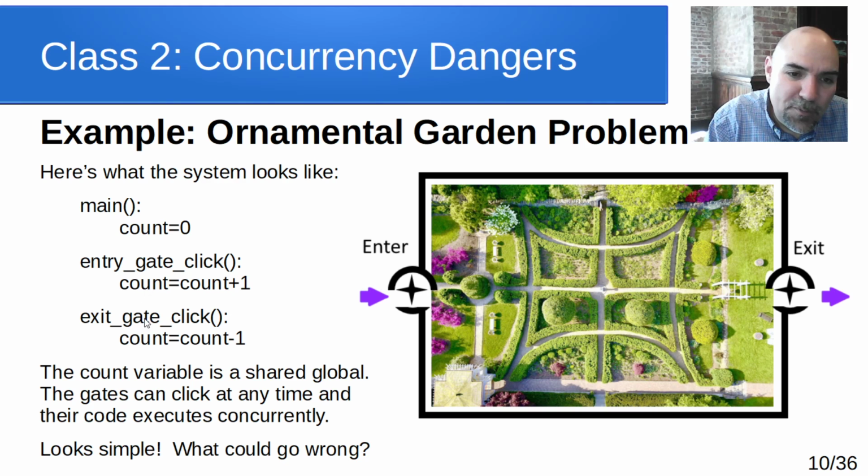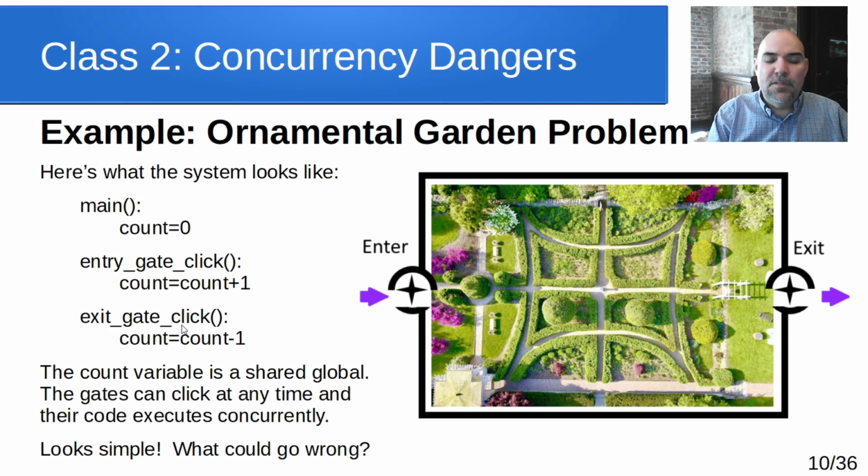Since that's a global variable that's shared, we have one single count variable that starts at 0. As people come in, it goes up. As people go out, it goes down. So the count variable is a shared global. The gates can click at any time because it's just whenever people click them, and their code executes concurrently. In other words, this and this are running concurrently with one another.